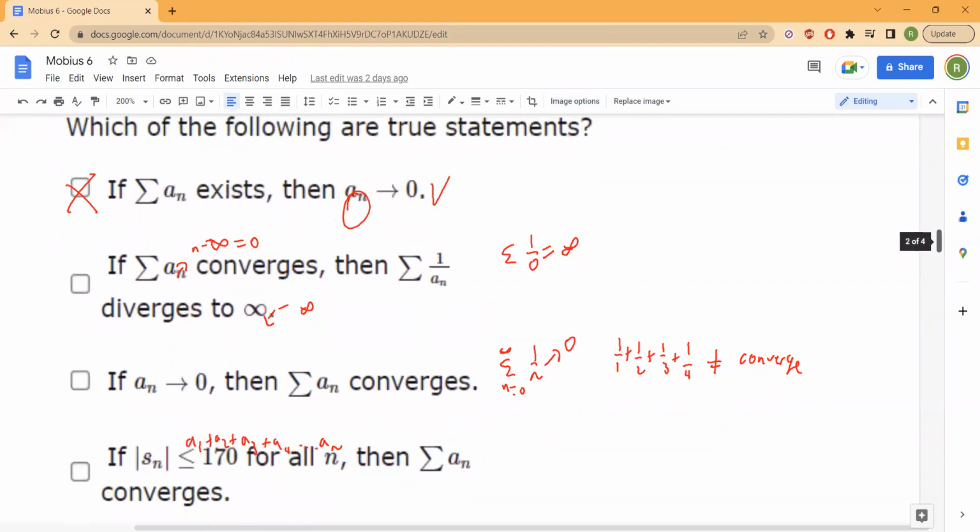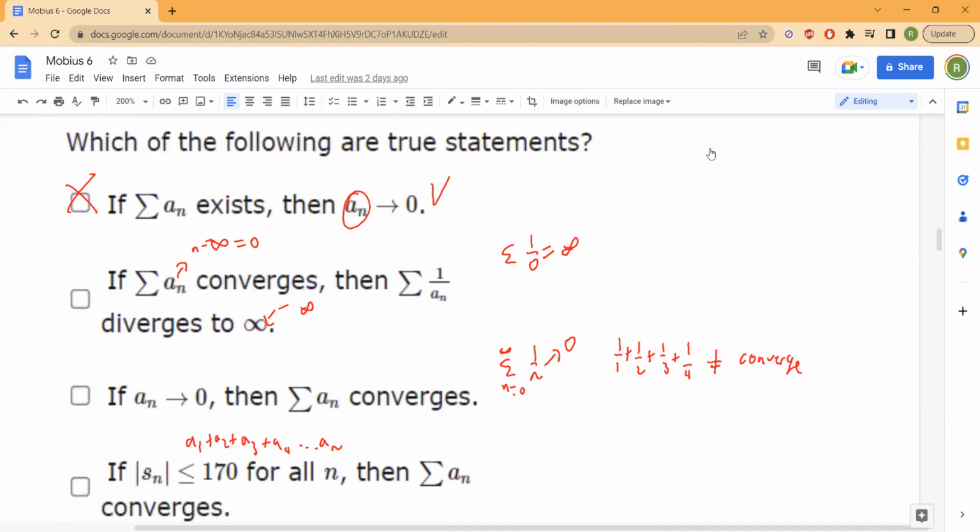Sorry, I'm moving this. So this would be false. The reason it would be false is because you can also have something that oscillates, and that means that it doesn't converge. For instance, if you remember cosine, it doesn't converge in the regular sense of converging, because it goes to 1 and then -1 and then 1 and -1 and then 1 and -1.